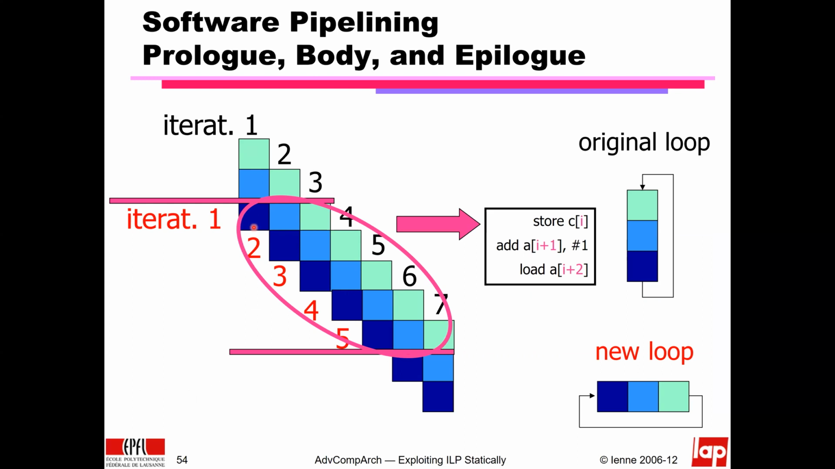Here I had a load, an add, and a store of the same iteration. What I have here, the new loop that I want to execute, is made of a store of a first iteration, an add of the next iteration, here it is I plus 1, and the load of 2 iterations later, that is I plus 2. So these are the 3 instructions that I have in the body of my new loop.